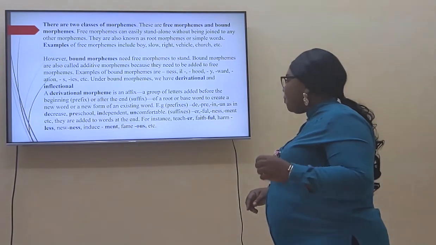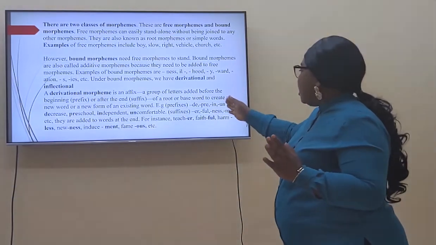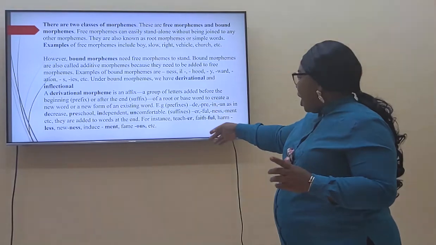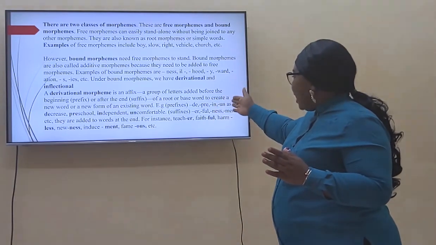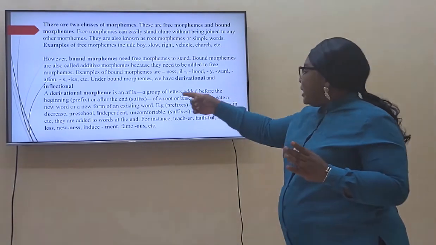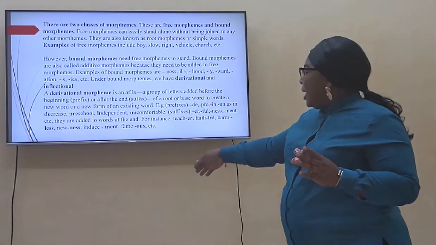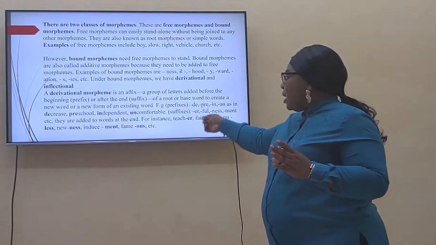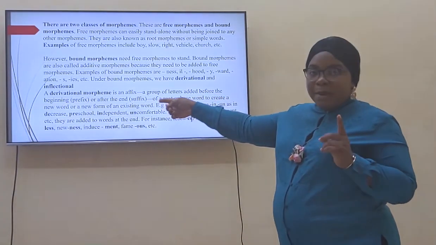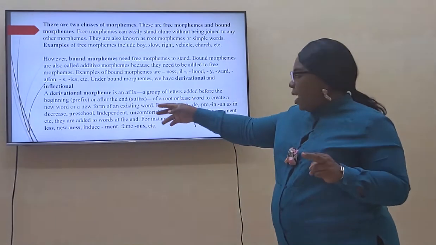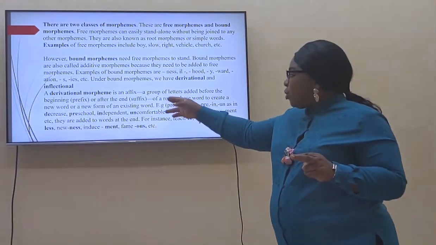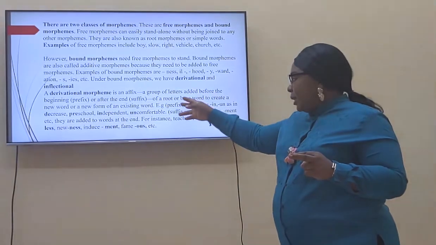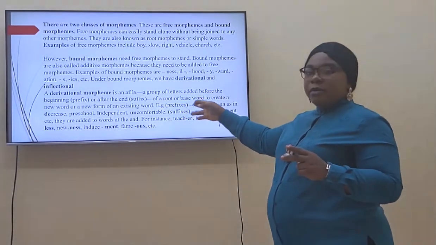For instance, these are prefixes, okay? We have de, pre, in, un, as in decrease. You see, a prefix is added to the other word and it makes a word. Decrease, preschool, independent, uncomfortable. Okay?